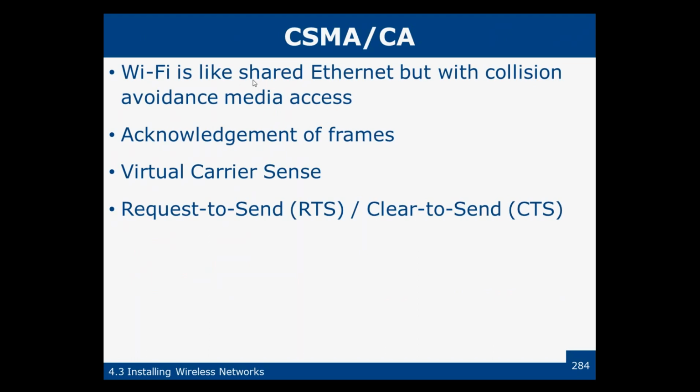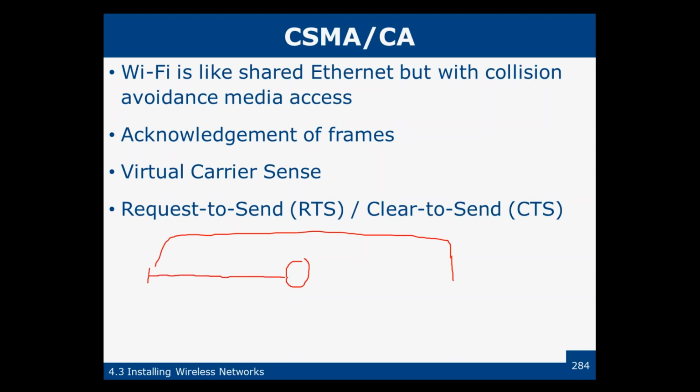It's CSMA/CA. We're going to use collision avoidance in this thing. It's like shared Ethernet, but the collision avoidance is the media access. And we have to have that because if we have an access point and a machine here and a machine here and they're at maximum distance, these two machines don't even know that they exist, so there's no way they're going to be able to detect collisions.